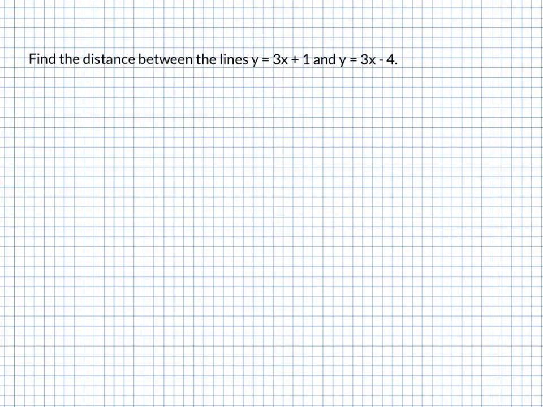So to find the distance between two parallel lines, which we know these are because the slopes are both 3. So the slope of the line is 3. To find the distance between the two lines, we need to find a perpendicular that passes through both lines. So if we think about the graph, let's go ahead and do that so that we can identify some points and figure out what to do from there.